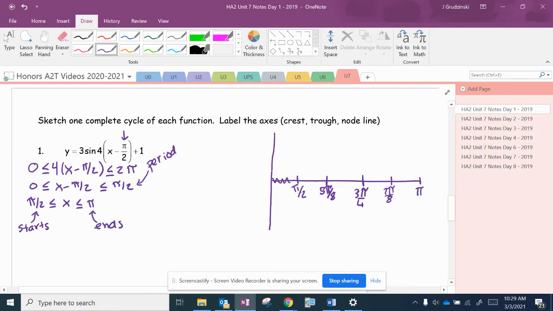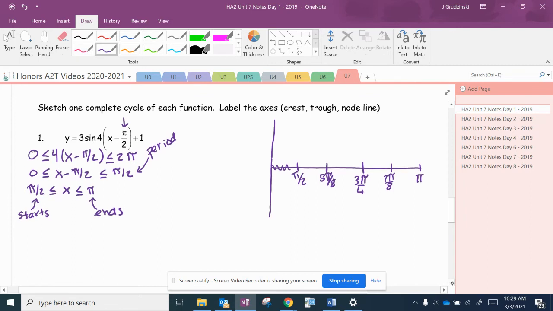Now, to find the node, crest, and trough, what we want to do is first look at the vertical shift at the end. So there's that +1 there. So that means our node line is at y equals 1. So this is going to be the middle. Then I know that the amplitude is 3 because it's the number in front. So then to find my crest and trough, I have to add and subtract 3 from the node line. So the crest is going to be at 4, and the trough is going to be at -2.